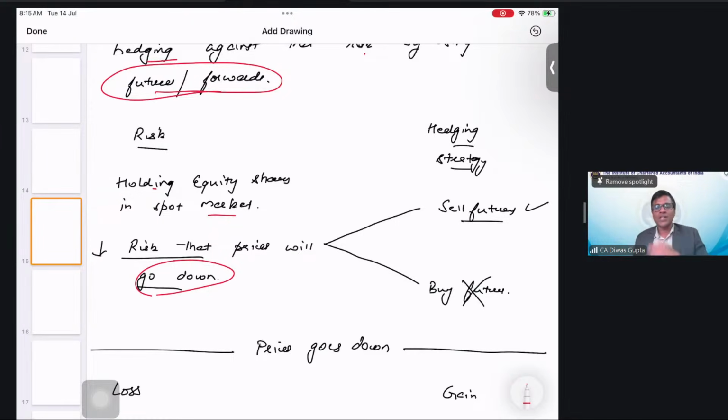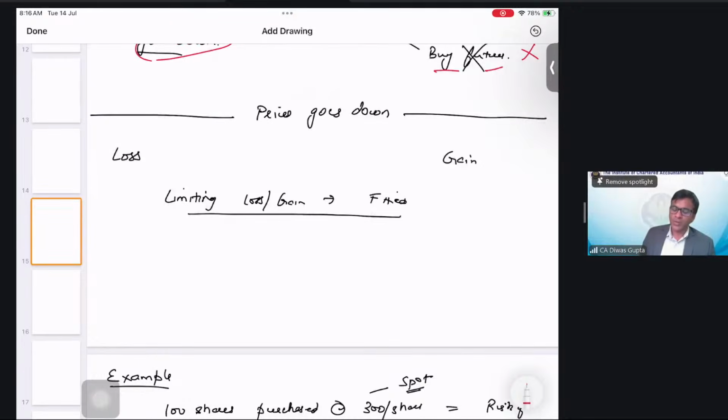So the hedging strategy in futures would be that I will sell the futures, because the moment I sell the future, if the prices go down, I will gain. Had I bought the futures, it's not a correct strategy here, because if the prices go down, I will lose on the futures also. I will lose on the underlying, and I will lose on the futures. So selling the futures is the right strategy if the prices go down. And if there is a loss here, I will gain in the futures market, right?